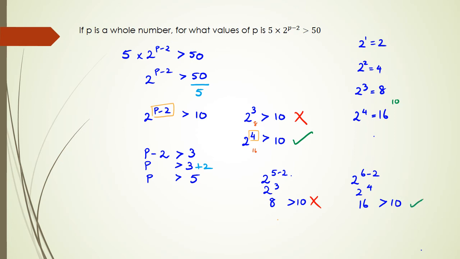So the final answer for this particular question, if it says if p is a whole number, for what values of p is this inequality true, then you say p has to be greater than 5, or you could also write it as p has to be greater than or equal to 6. And if you're struggling with the symbols, then just write a statement: p is greater than 5.